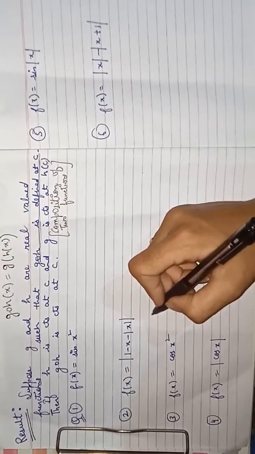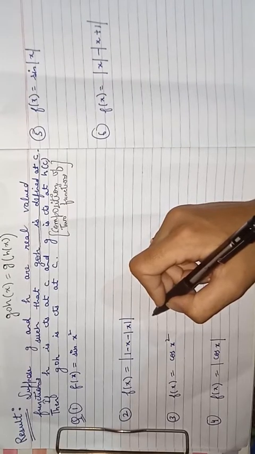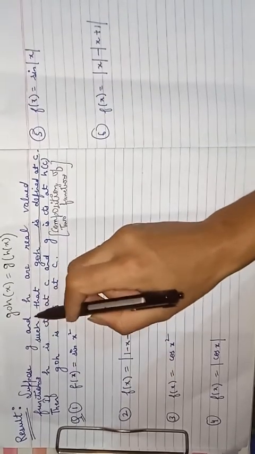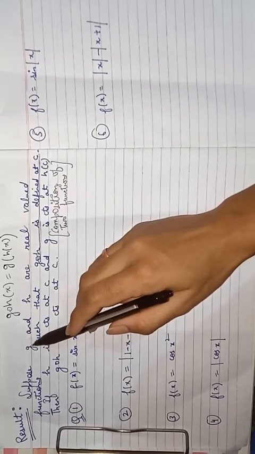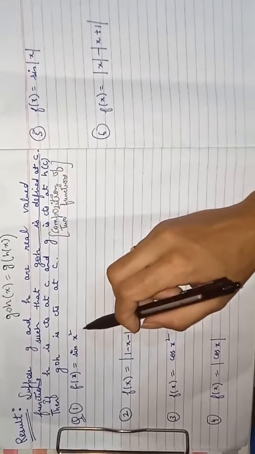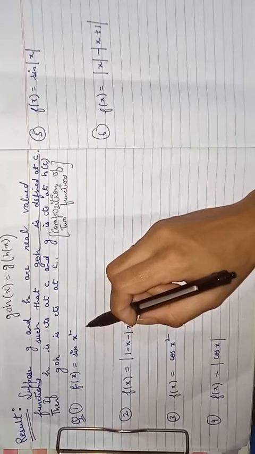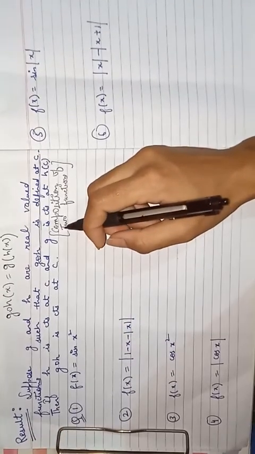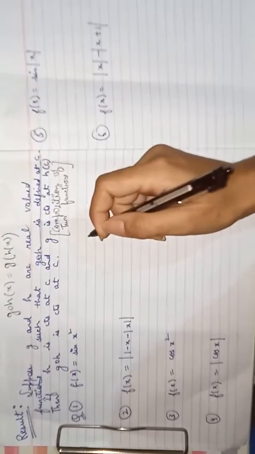Now students, I want to make something clear: don't do example number 19 and 20 from your book, otherwise you will be more confused between the values of f, g and h. In the theorem, the book has taken f and g, and in the questions they have taken g and h, so you will be more confused. So do all the examples and the questions from the exercise from this video only.